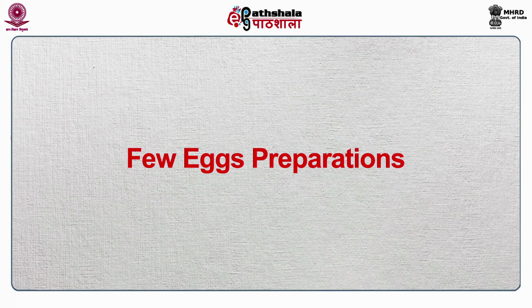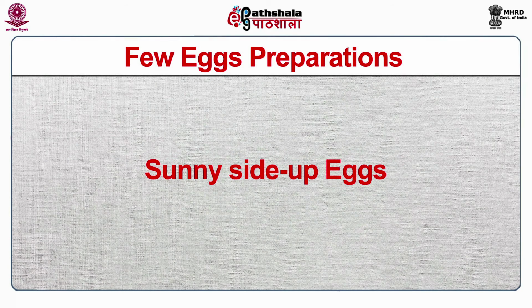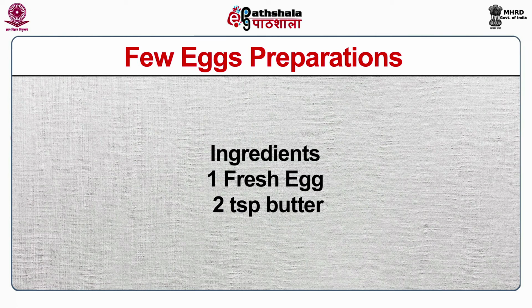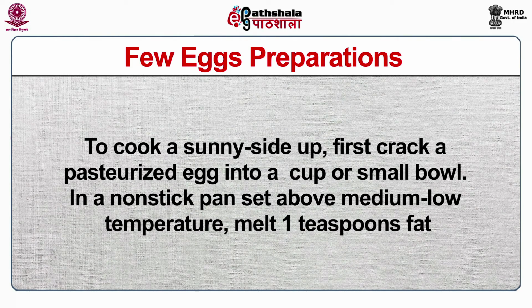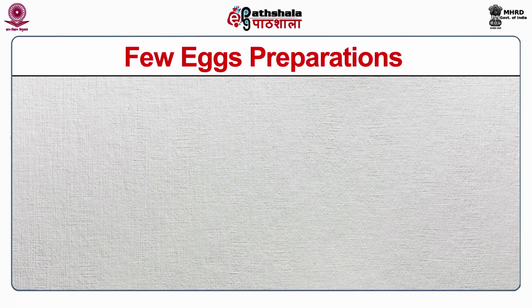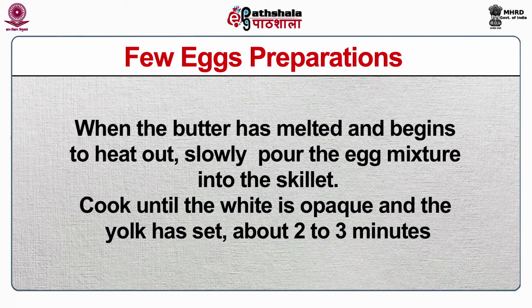A few egg preparations. Sunny side up eggs, and the ingredients are 1 fresh egg, 2 tablespoons of butter. Preparation. To cook a sunny side up, first crack a pasteurized egg into a cup or small bowl. In a non-stick pan, set above medium-low temperature, melt 1 teaspoon of fat. When the butter has melted and begins to heat up, slowly pour the egg into the skillet.